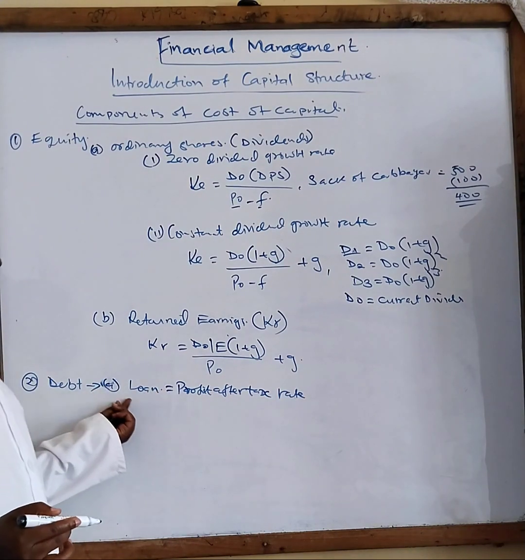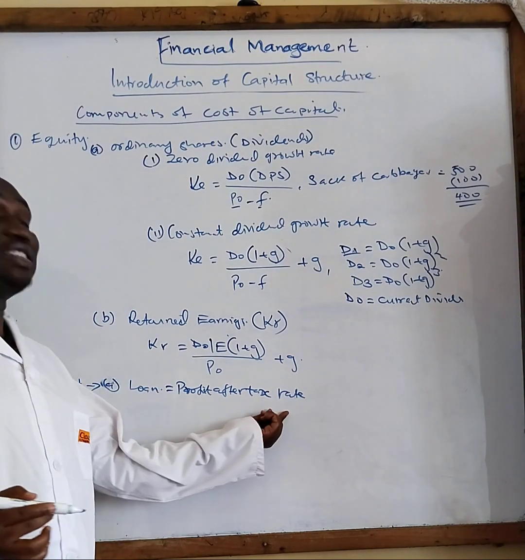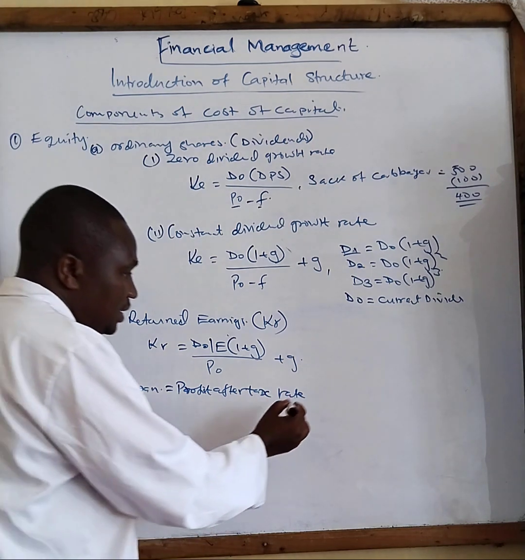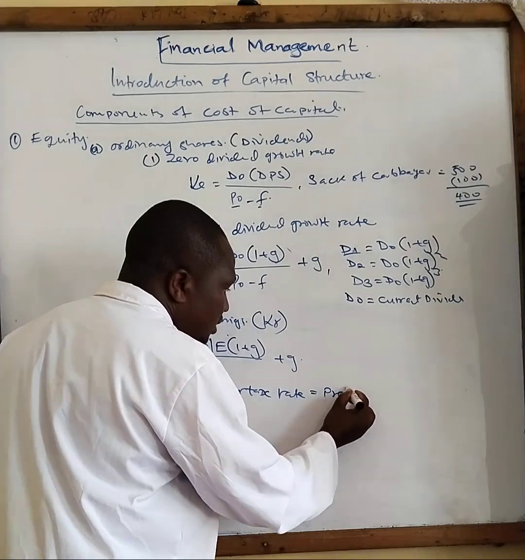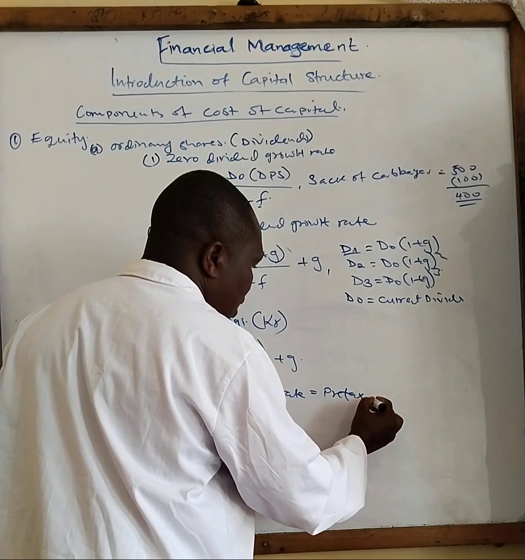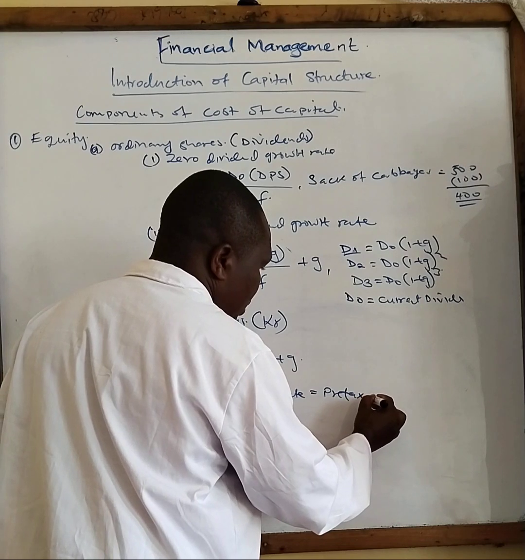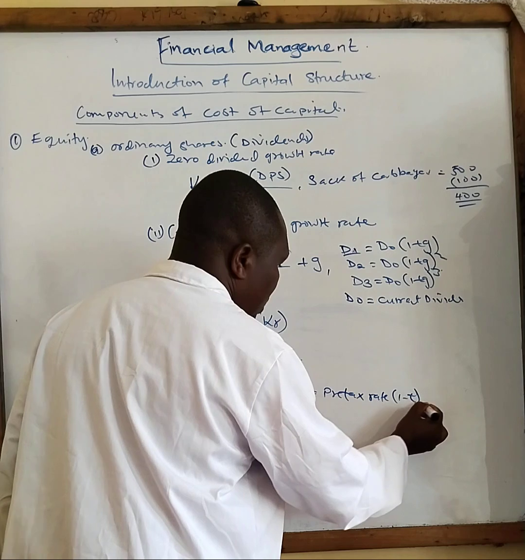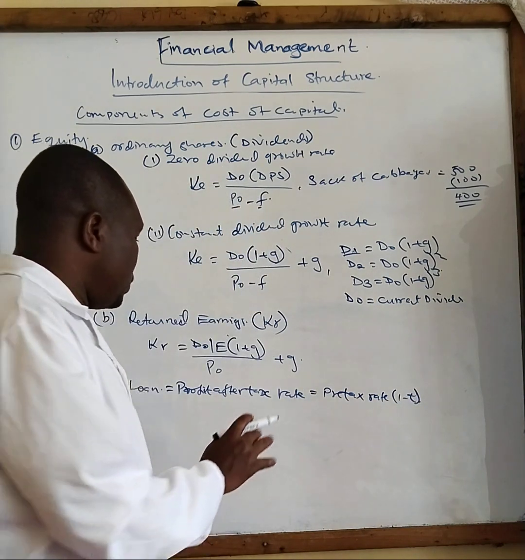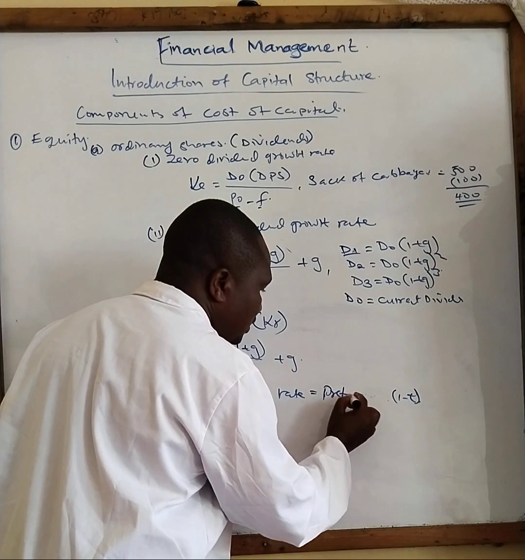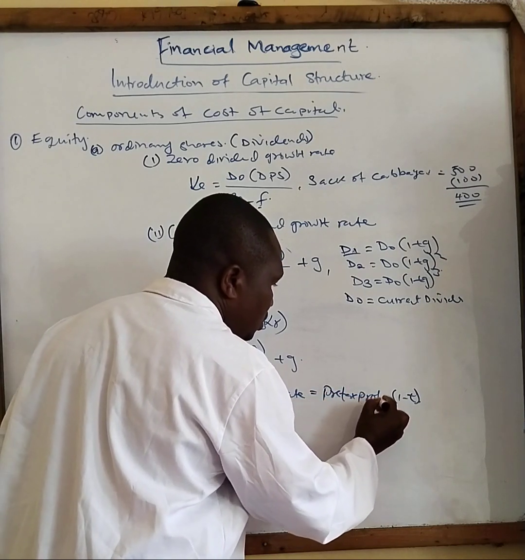Now, the cost of loan is exactly the profit after tax rate. And this profit after tax rate is gotten by saying pre-tax profit rate into brackets 1 minus T. So the pre-tax profit.